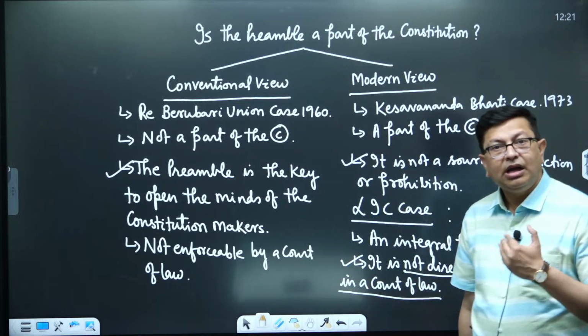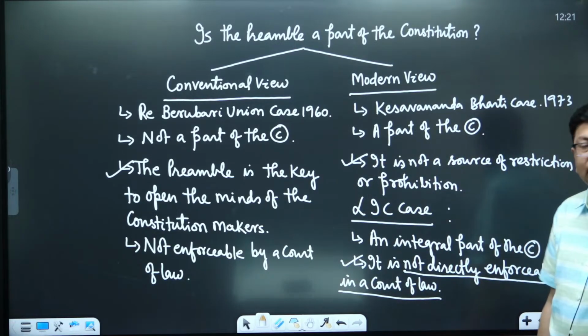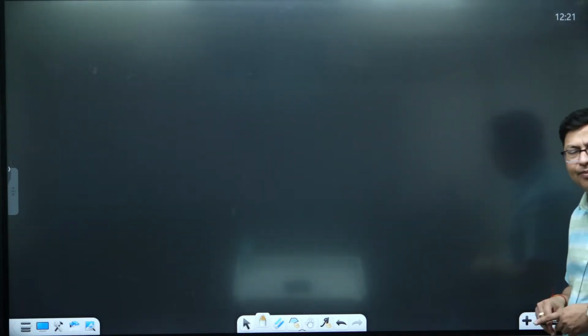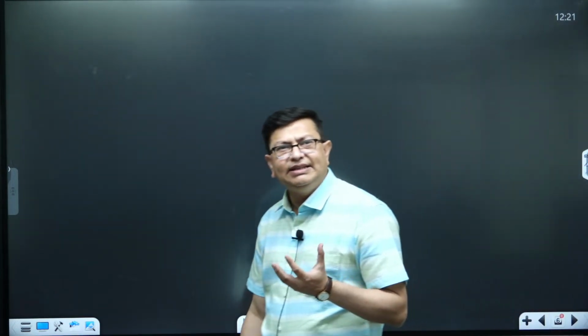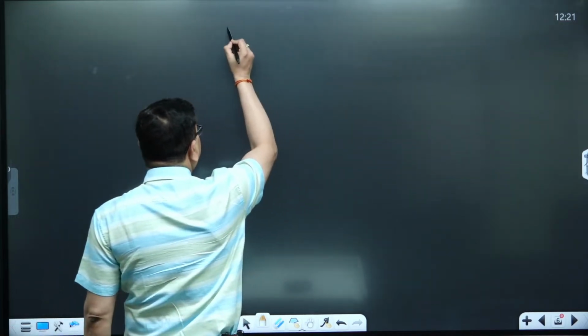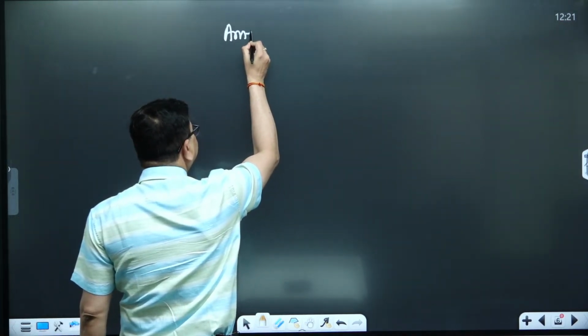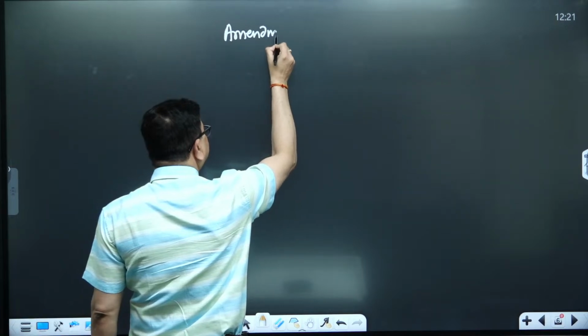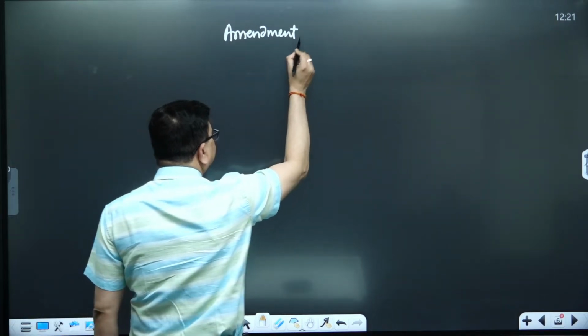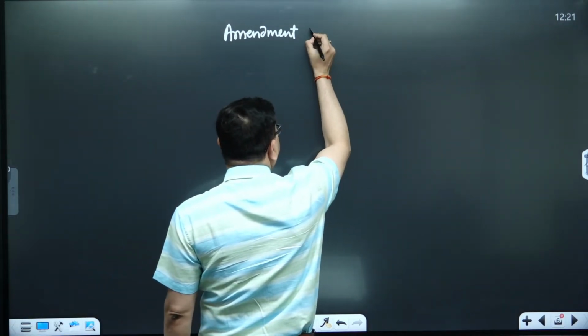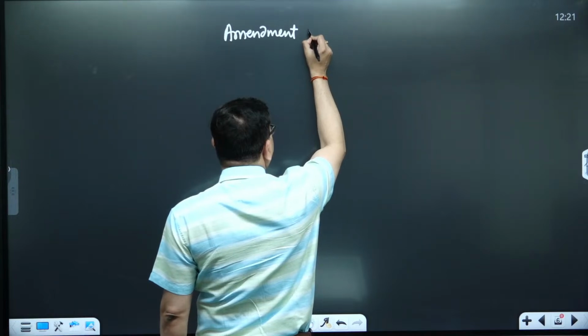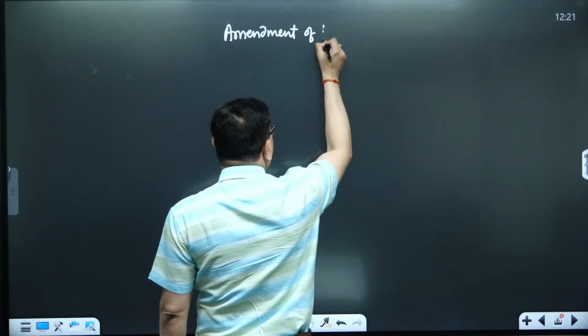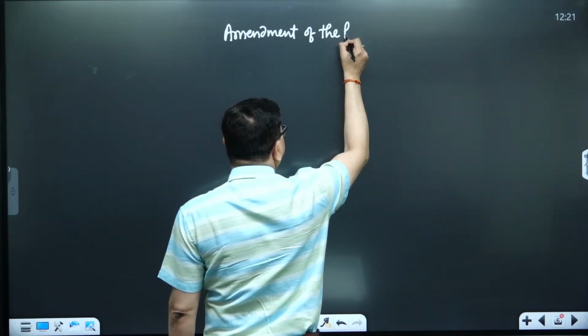Now coming to the next aspect, another area from where the questions are asked from the preamble. No doubt it is a very easy area, you need to revise it, that it is from the amendment to the preamble, or amendment of the preamble.